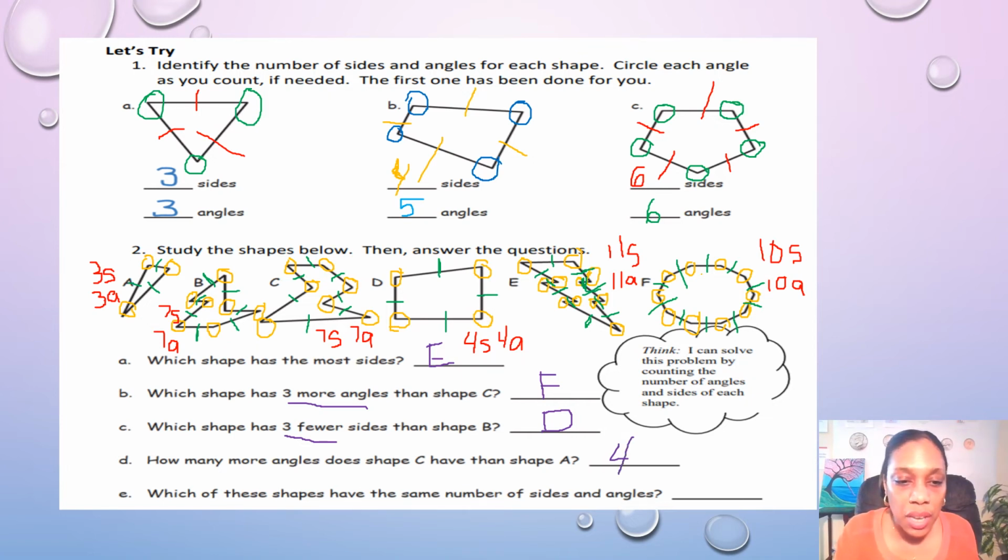Next, which of these shapes has the same number of sides and angles? Well, because we did such a good job of marking, I can see that B and C are both 7. So it would be B and C. They're the ones that have the same sides. Wow, you did a great job with this.